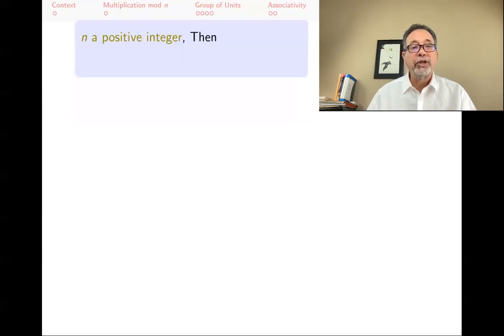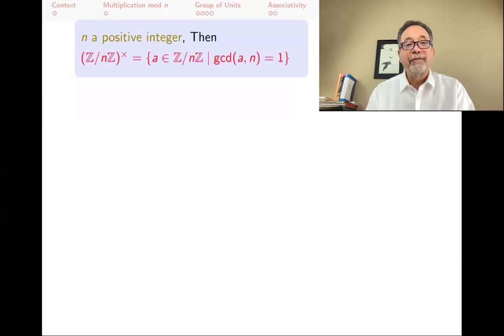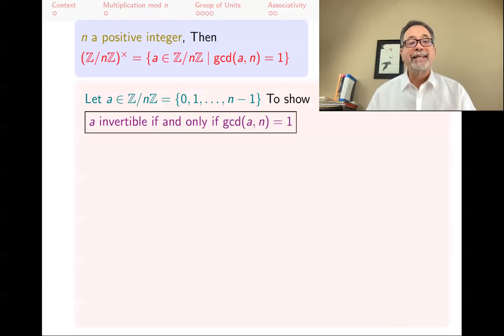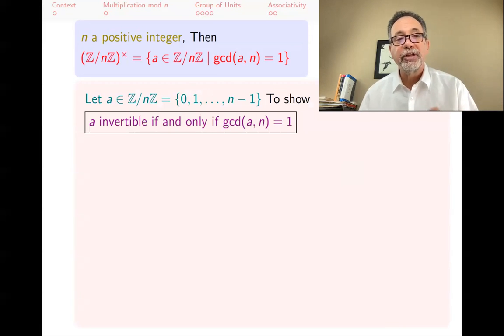Let's get the show on the road and let's try to prove that if n is a positive integer, then the group of units consists exactly of the elements of Z mod nZ that are relatively prime to n. What are we trying to do? Z mod nZ is 0 to n minus 1. We pick some element a in there, and what we want to show is that a is invertible if and only if the greatest common divisor is 1.